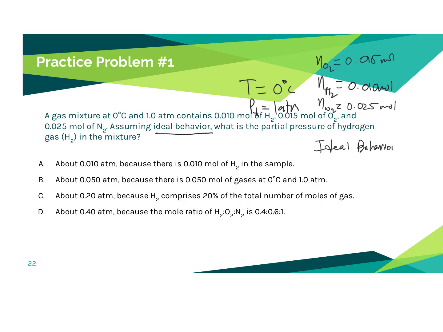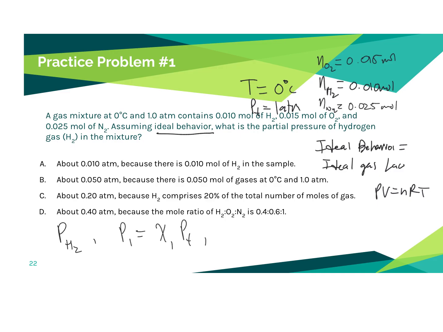And so assuming ideal behavior, whenever we see the words ideal behavior, we always want to think ideal gas law. So PV is going to equal nRT under these conditions. So it's asking what is the partial pressure, or P, of H2. And so if we look back at the last slide, we know that P of any gas is equal to the mole fraction of our gas of interest times the total pressure.